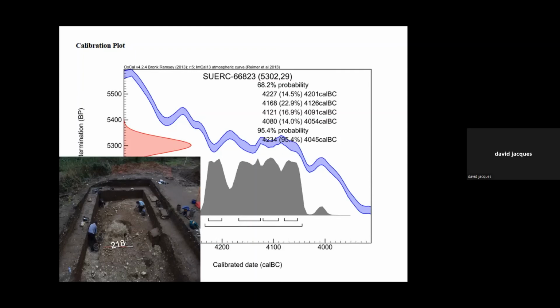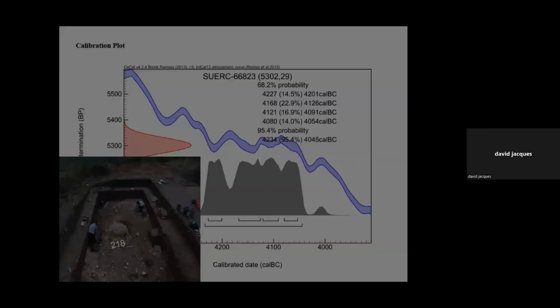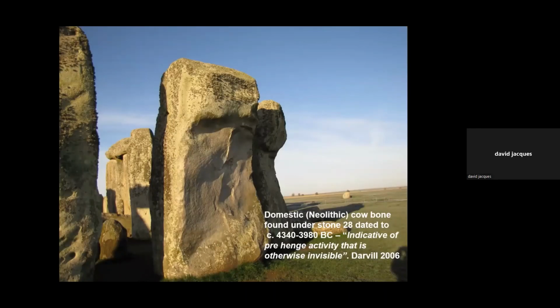And finally, another date that takes us very close to 4000 BC from the interior of the occupation shelter. So as I say, the earliest date that we've got from the Neolithic is actually found underneath this sarsen stone, stone 28. And that date, as you can see, nicely covers that date range that we were getting from Blick Mead.